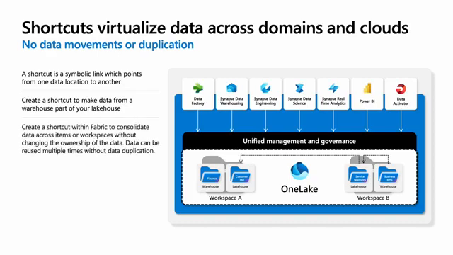You can also use shortcuts to consolidate data across workspaces and domains without changing the ownership of the data. In this example, workspace B still owns the data. They still have ultimate control over who can access it and how it stays up to date.